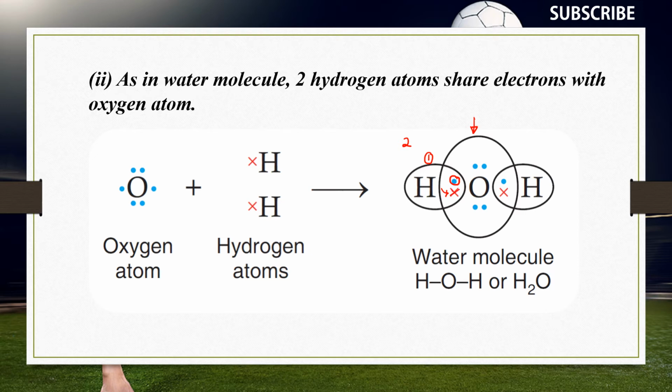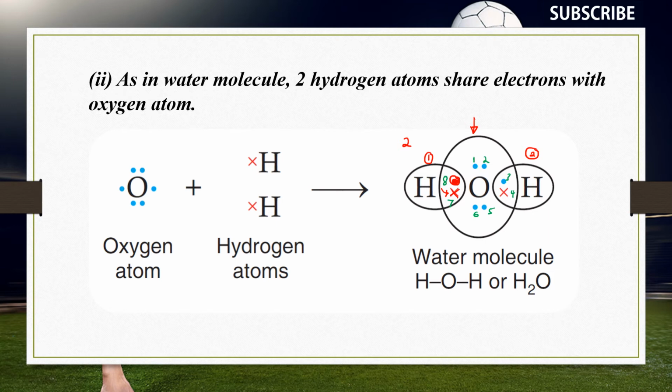This one in X and the one in blue. Those are the 2 electrons. And the same applies to the second hydrogen atom. However, if you were to look at oxygen, oxygen initially had 6 electrons, but now it will be having 8 electrons. Let's count them. We have 1, 2, 3, 4, 5, 6, 7, the X, and 8.